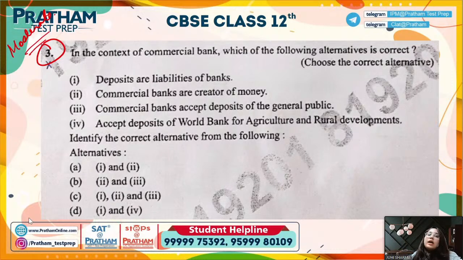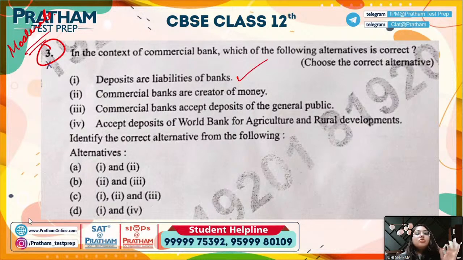Now let's see what all are the options. Option number 1 you have is: deposits are liabilities of the bank. That is bang on correct, that yes, deposits जो भी होते हैं वो banks के लिए liability होते हैं. So that is correct. I would say this is true. So option 1 तो आपका है ही है इसमें.